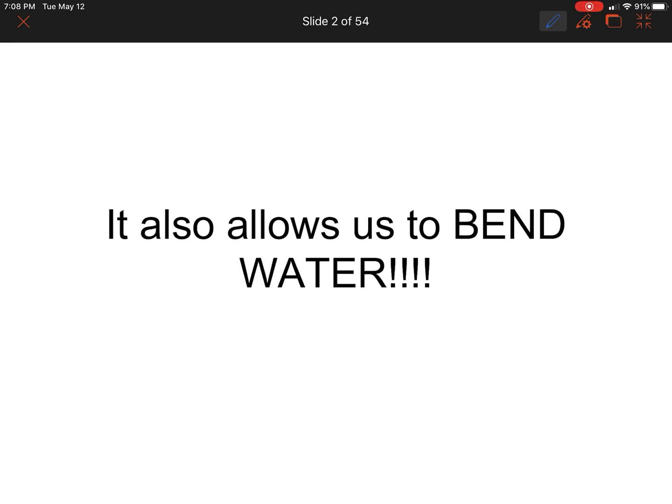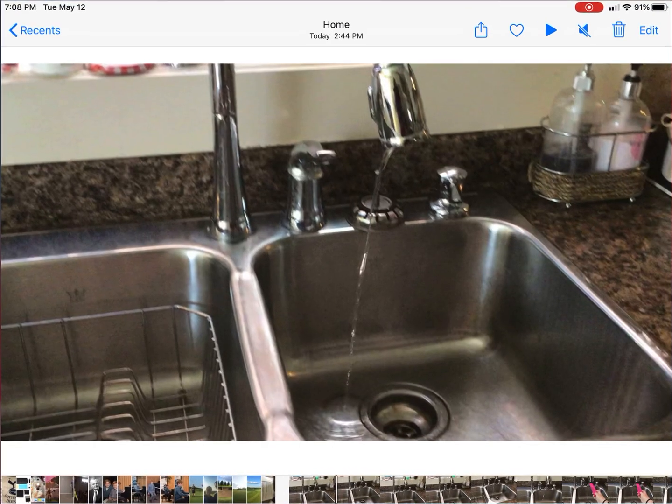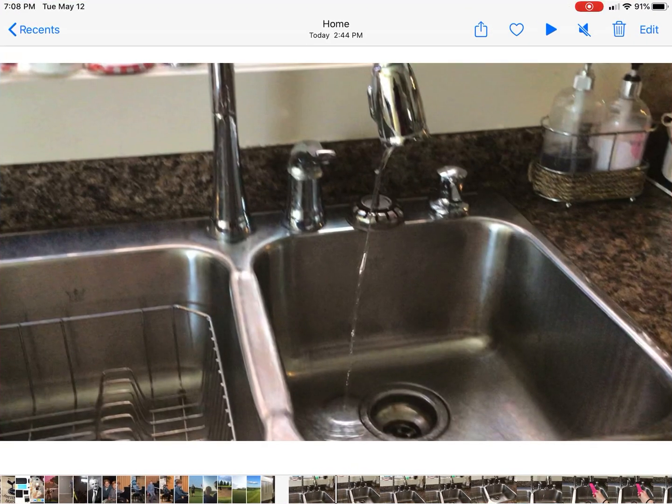Because water is sticky like this, or water is a polar molecule, it allows us to bend water. And again, this seems kind of weird, right? Bending water, what are you talking about? So lucky for you, I took a little video of myself bending water. So we'll watch it. Hope the volume works okay.